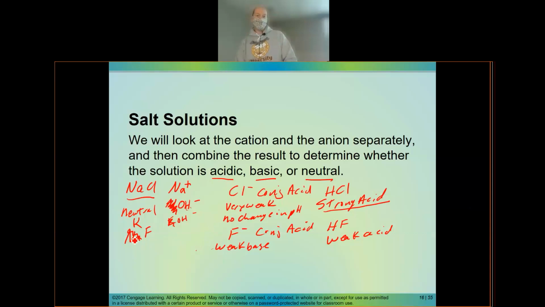And so when you stick KF or NaF, would be the same question, in water, it's going to become basic, because the F minus is basic. The K has no effect. The Na, if it was NaF, has no effect. The F minus does have an effect because it's a conjugate of a weak acid, and so that would be a weak base in water and would give you a pH greater than 7. All right?